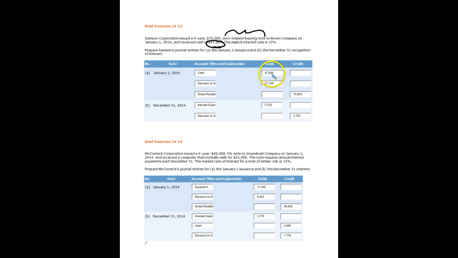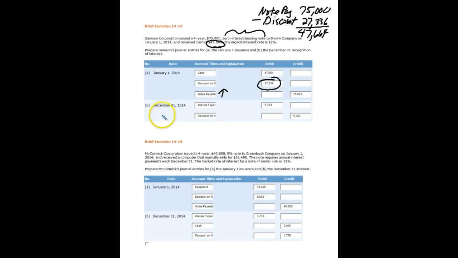So we debit cash for the amount received, and then we'll put the face amount in the note, and the difference is the discount. So when we go to the balance sheet, we're going to see a note payable for $75,000, and then we'll reduce that by the discount on notes payable for that $27,336, and so the net amount is $47,664, and all of that would get reported on the balance sheet. Okay, then that's on January 1, and then December 31st rolls around.